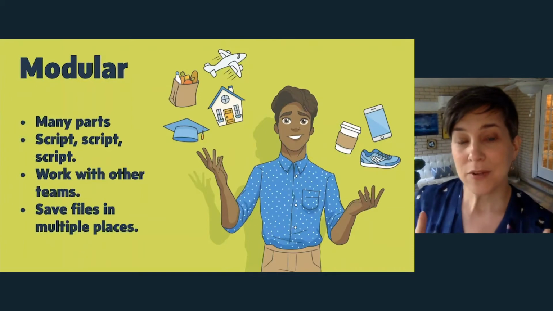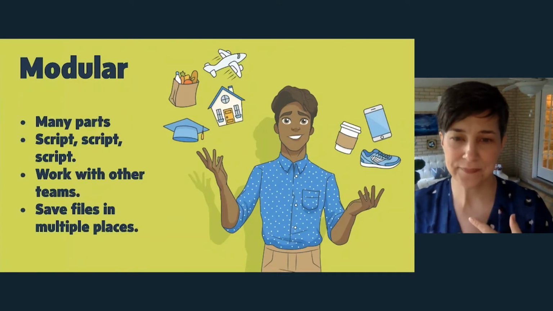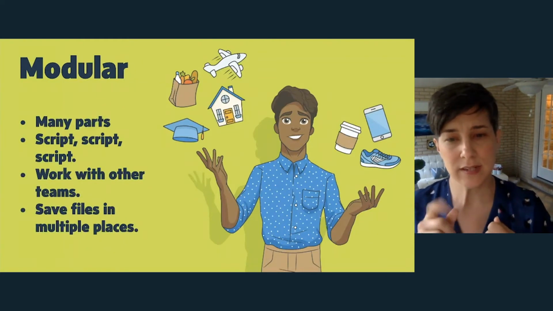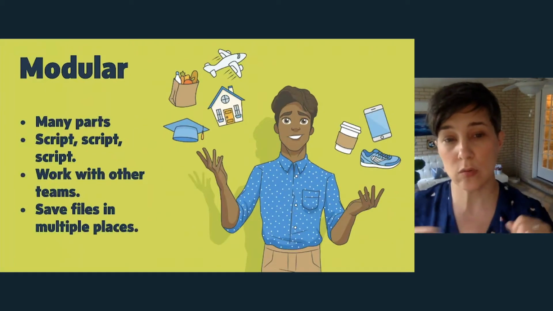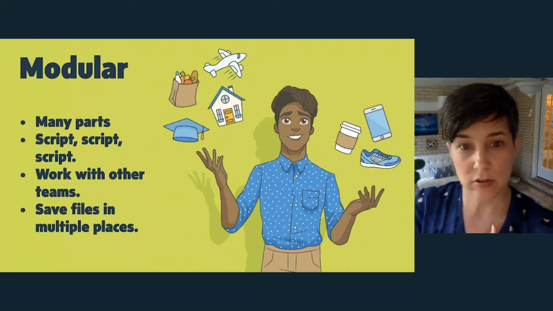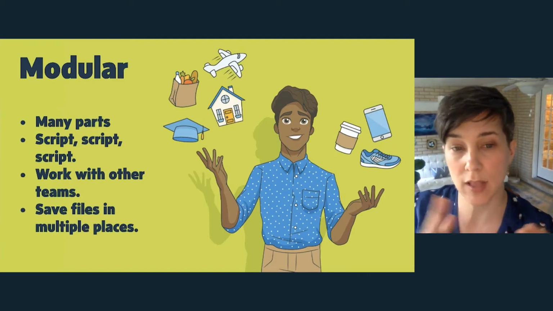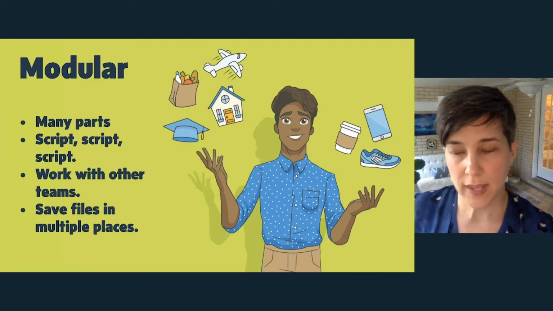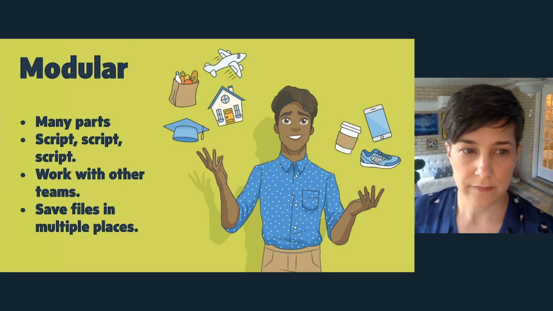So in sum, when your videos are modular, they have many parts, you script them, you work with other teams, and I didn't mention this, but if you save files in multiple places, you're building redundancy. If you lose all of your data from one place, say Google Drive, for example, then you'll have it somewhere else backed up. And that represents potentially hundreds of hours of your team's work. So it's worthwhile to build redundancy in where you save those files.